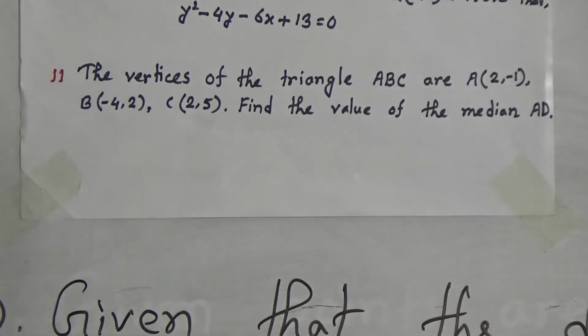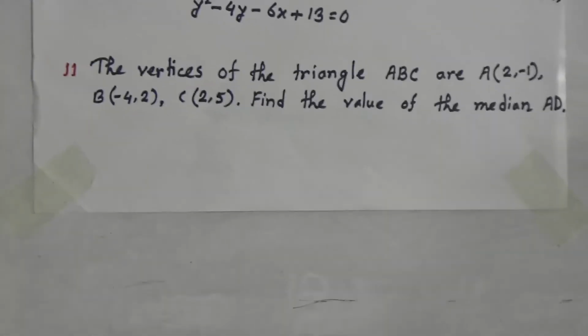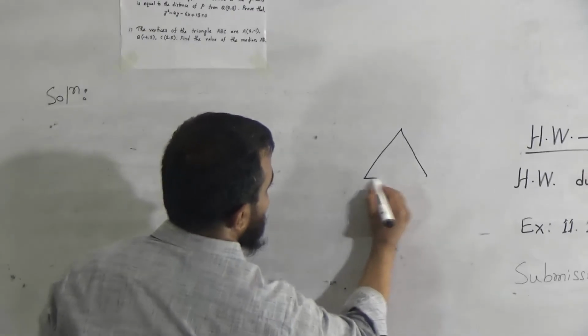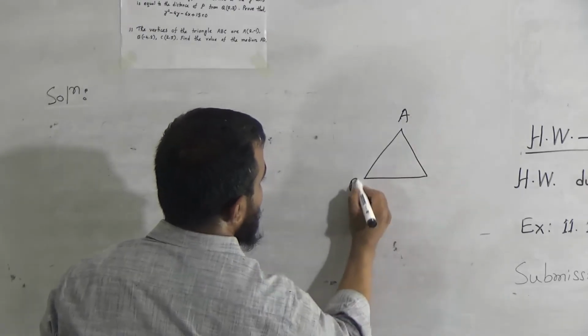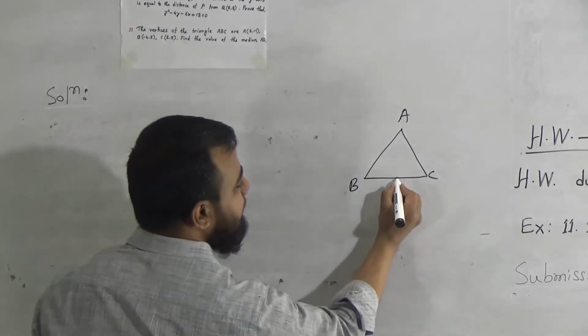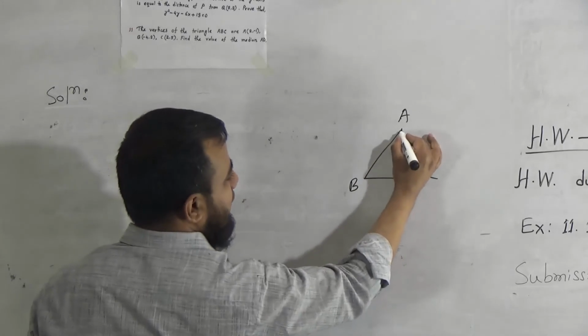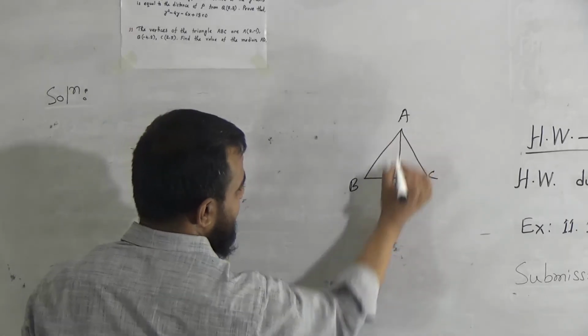My dear students, to solve this one, I am erasing this. First of all, we need to understand what the question is saying. The question says that ABC is a triangle, and AD is the median. That means D is the midpoint of BC, and we need to find this distance AD.